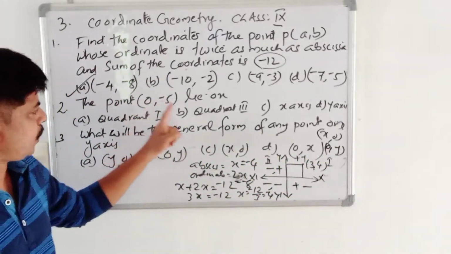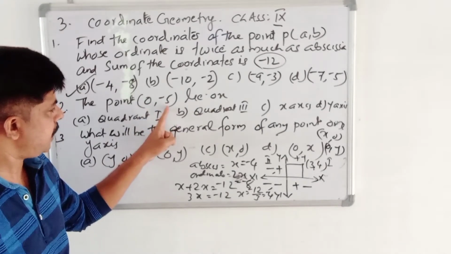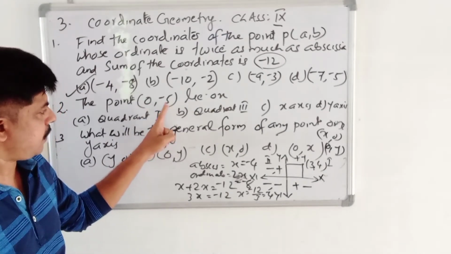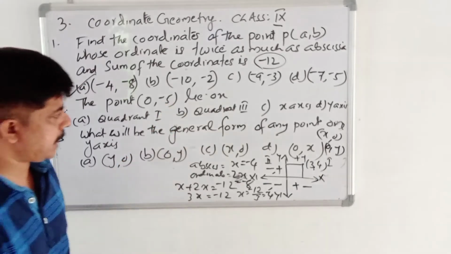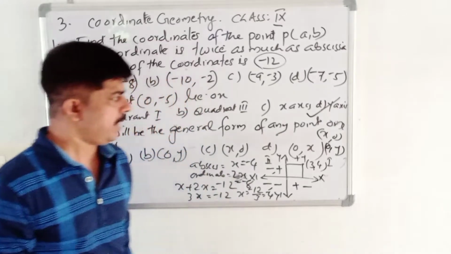Now the point is (0, negative 5). The x-coordinate is 0 and y is there, so definitely it will be on the y-axis. Therefore, our correct answer is option D, the point lying on the y-axis.